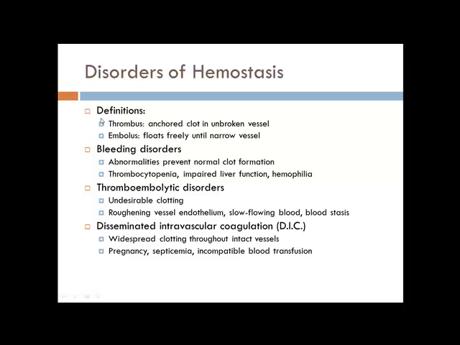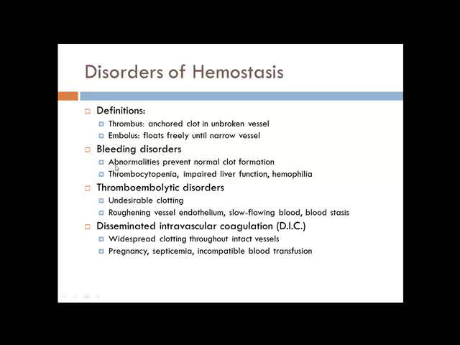Some disorders of hemostasis. So we can have a thrombus or an embolus. A thrombus is an anchored clot in an unbroken blood vessel. An embolus is going to float freely. So an embolus can go get trapped in a small blood vessel and it won't let any blood pass on. So imagine an embolus traveling through something large like your aorta, and it goes into a smaller blood vessel until all of a sudden it gets too small and it gets stuck. Once it gets stuck there, no blood can go past it, so that tissue will die because it doesn't have any blood flow.